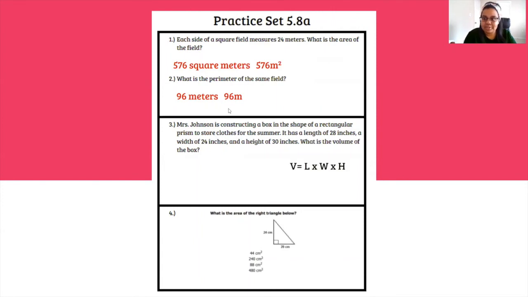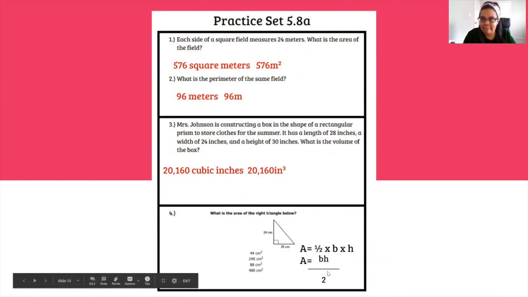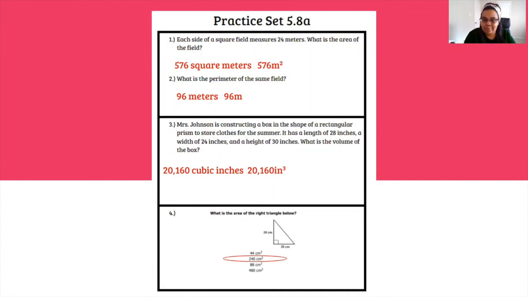Problem number 3, you should have used the formula for volume, and your answer was 20,160 cubic inches, which can be written either way. And finally, for problem number 4, you should have used one of the formulas for area of a right triangle, and your answer was the second option, which is 240 centimeters squared.